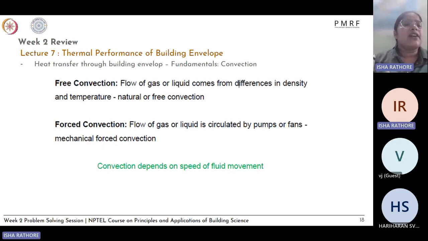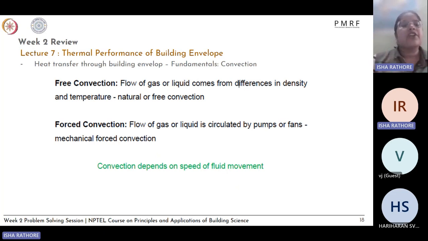So in convection, we have two types of convection. So one is free convection, where the flow of gas or liquid comes from the differences in density and temperature. That is, you don't have to have an active measure or an electricity driven or a mechanically forced mechanism for the flow of air or the flow of liquid. So they flow by itself because of the differences in their densities and temperatures.